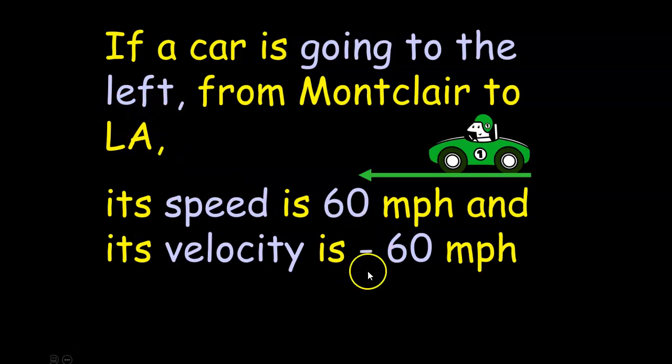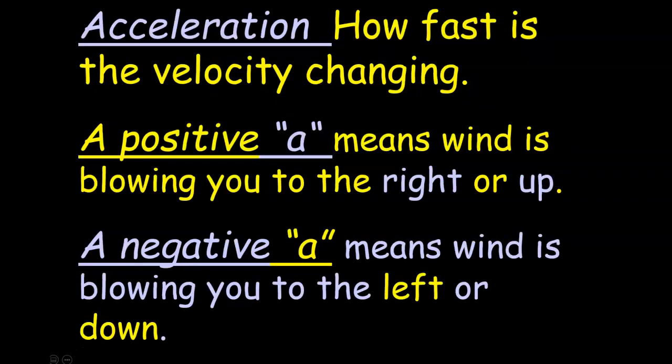Okay, so negative 60 miles per hour is the velocity because the car is traveling to the left. Okay, so now that we've talked about our position, right? So where the object is, and our velocity, which is the speed, but also taking into account the direction, right? Now let's look at the third piece that we want to look at, which is acceleration. So how fast is the velocity changing?